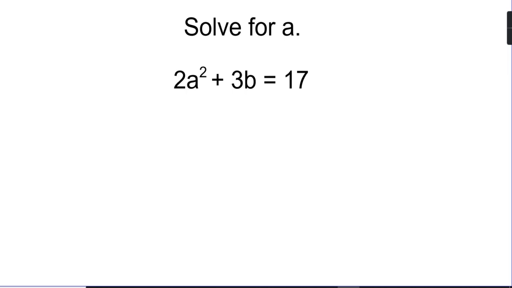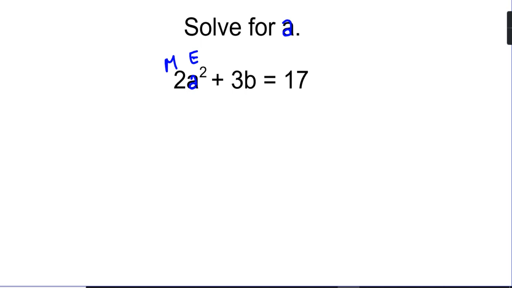Okay, one last question. This one is a bit complicated. It says solve for a. 2 times a squared plus 3 times b equals 17. Okay, so what are we trying to isolate? We're trying to isolate a. Okay, so we're going to look at a, and let's see what's happening to a. Well, I see a is getting squared. That's what we call an exponent. Okay, then that's getting multiplied by 2. Okay, so multiplication.